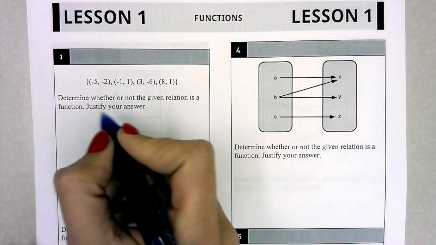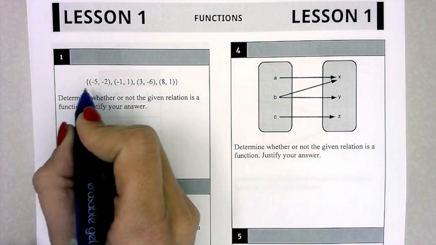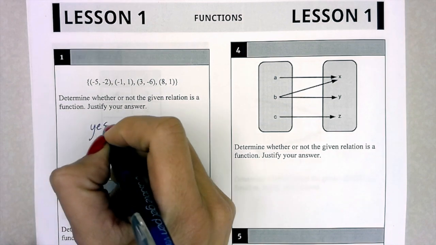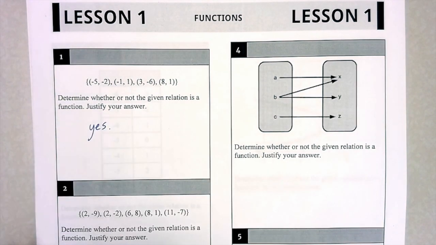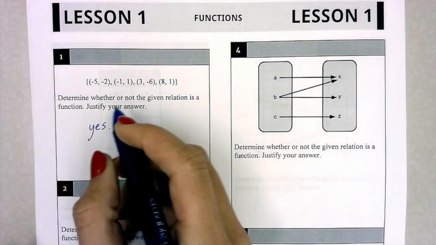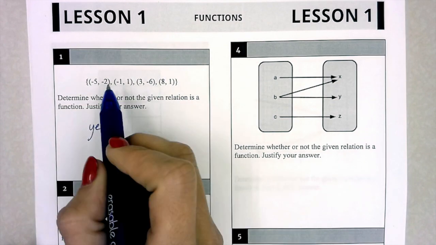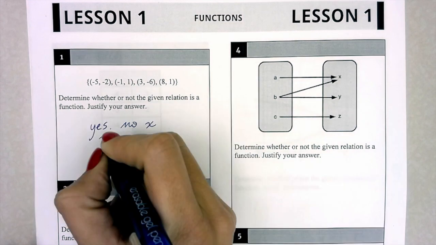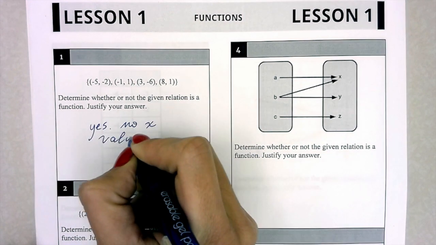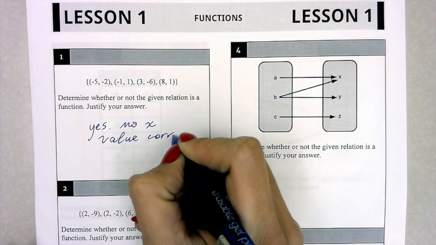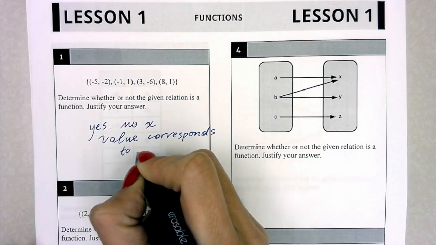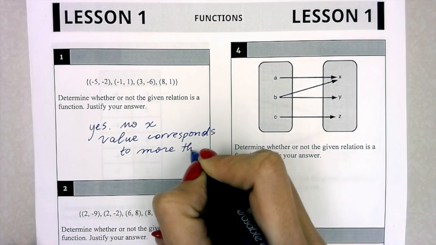Now, is this relation a function? Well, if a relation is a function, we won't repeat our x values, so the answer is yes. And to justify the answer, no x value corresponds to more than one y value.